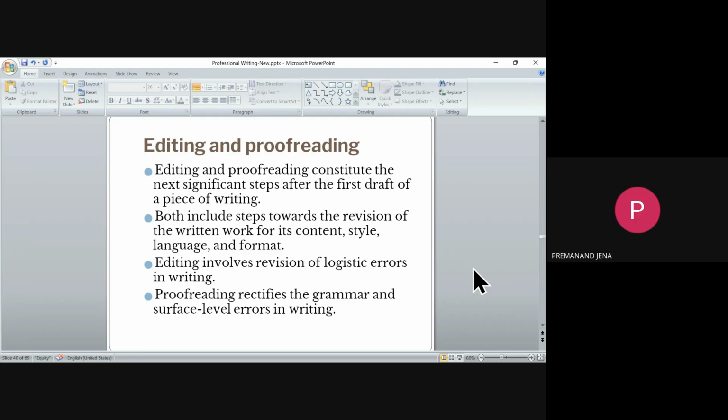Editing basically refers to correcting the typos, and proofreading might be the second one for determining the content, style, and language and format. It's actually the other way around.